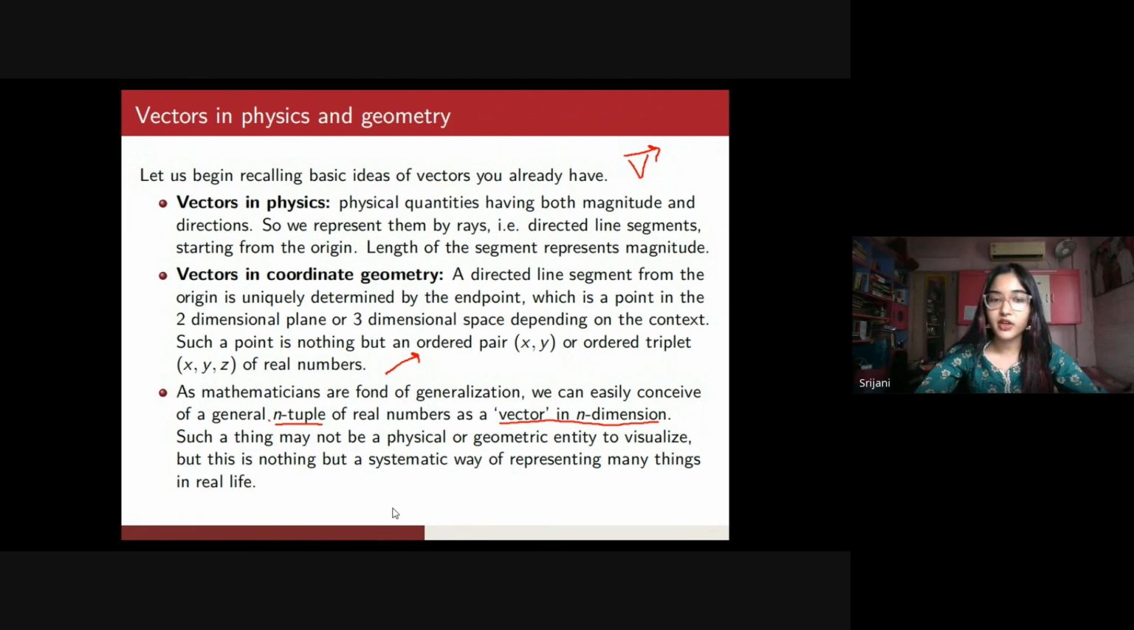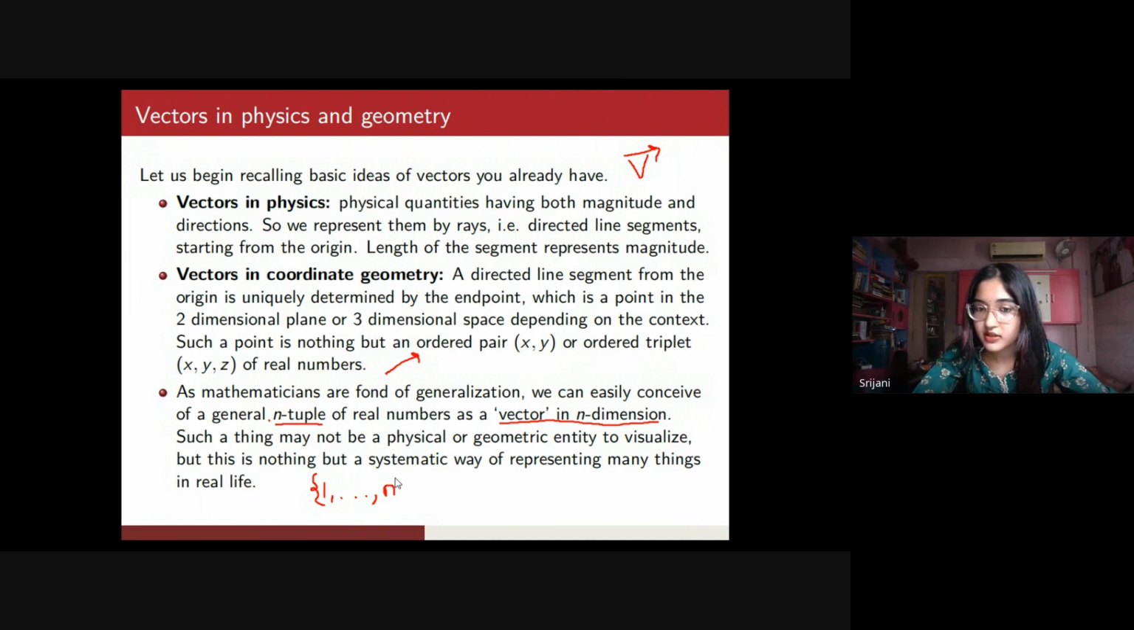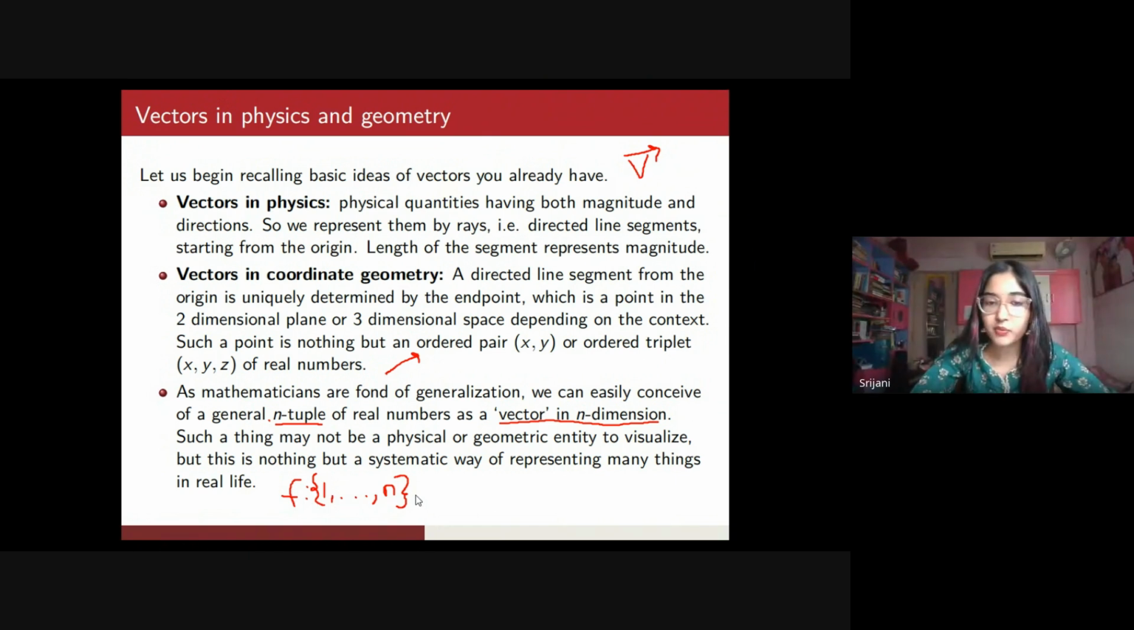Also, one more way we can visualize it is this set of numbers from 1 to n. Sorry? Did someone say something? That was my mistake. So a function from this set to R.